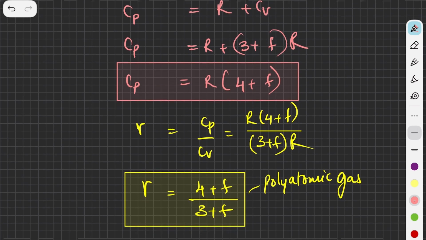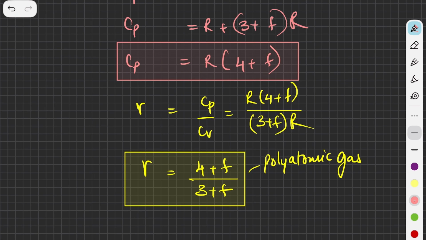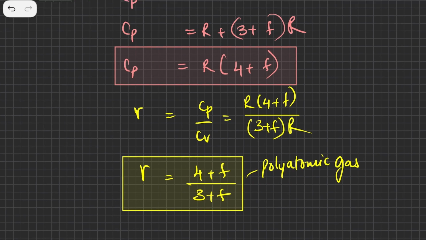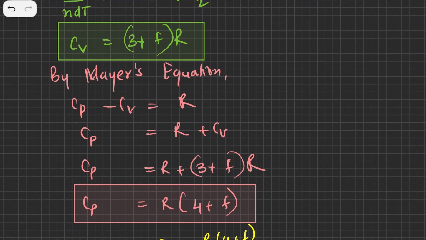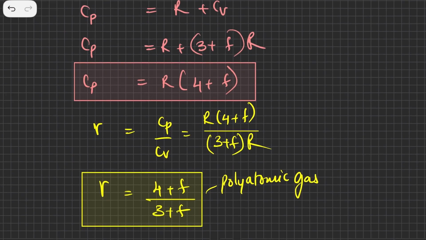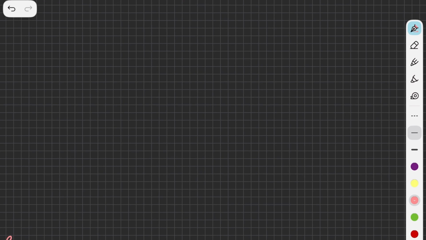Now the final step, that is the gamma, the ratio of specific heats. The ratio of specific heats is Cp by Cv. So we can just put the values of Cp and Cv. R and R get cancelled. What remains is (4 plus f) upon (3 plus f), and this is for a polyatomic gas. So you see, we just derived for all kinds of molecules: monatomic, diatomic, polyatomic.